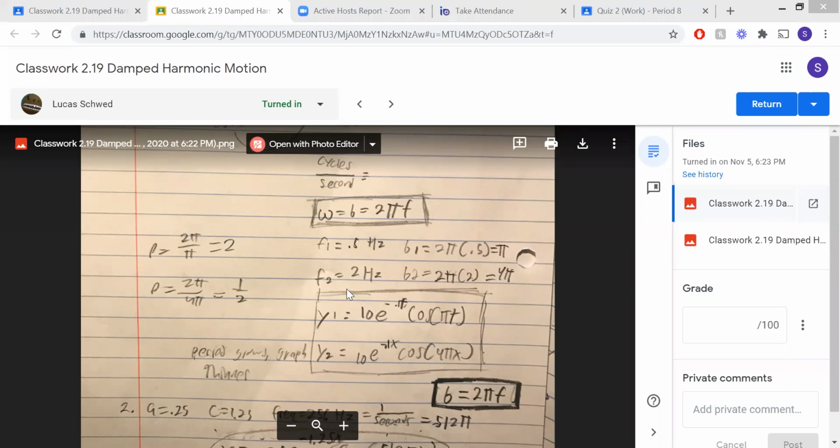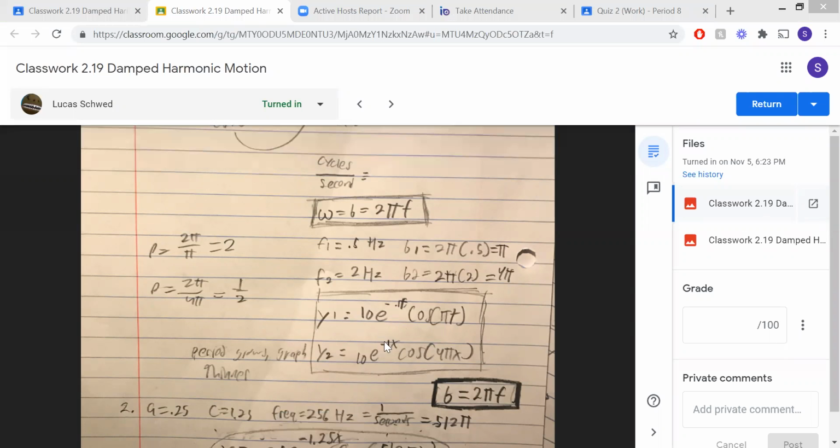All right, very nice. Yeah, so these are the final equations, and I can confirm that they are correct. You might want to be consistent with the variables. So if you use t, then you can also use t here. But yeah, the 4 pi is correct, and negative 0.1 as the damping constant, and then 10. And note also that Lucas used cosine because, as he said, the question says it's an initial maximum. So because of that, we start at cosine.